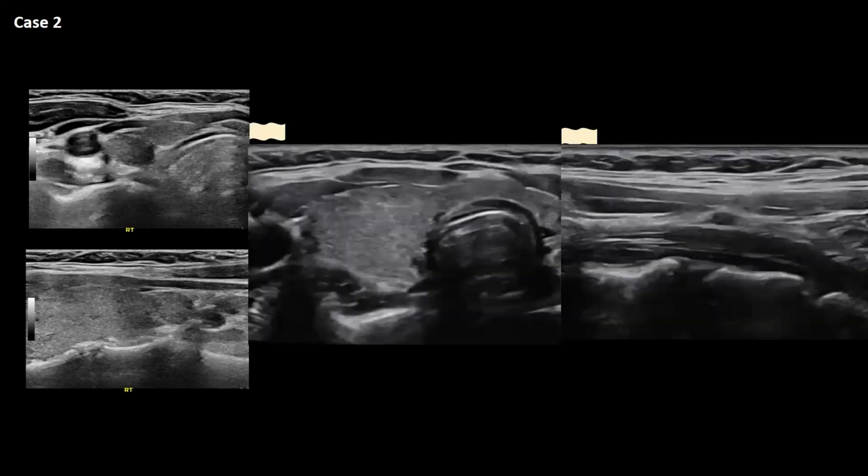In the second case, during a thyroid ultrasound at an outside clinic, this lesion was suspected to be a possible parathyroid lesion, and the patient was referred after undergoing fine needle aspiration. Let's look at the ultrasound video performed at our institution. First, this is the transverse view, followed by images obtained while changing the probe angle.